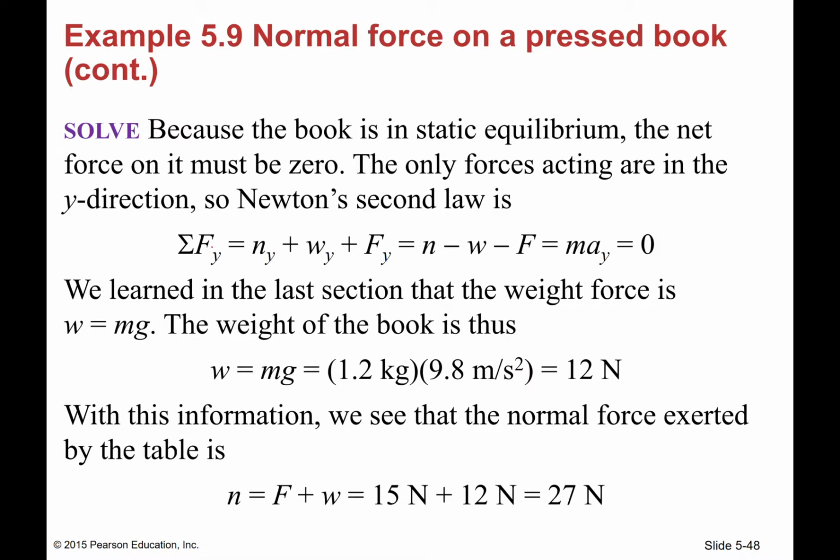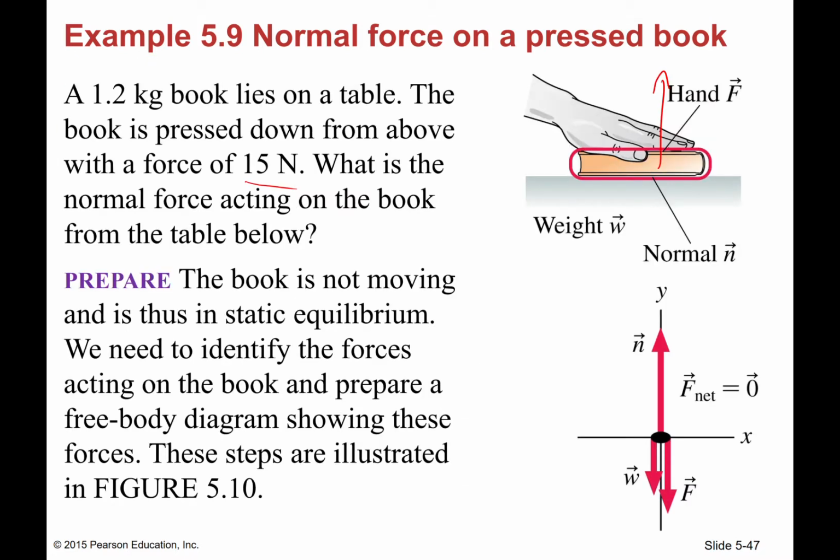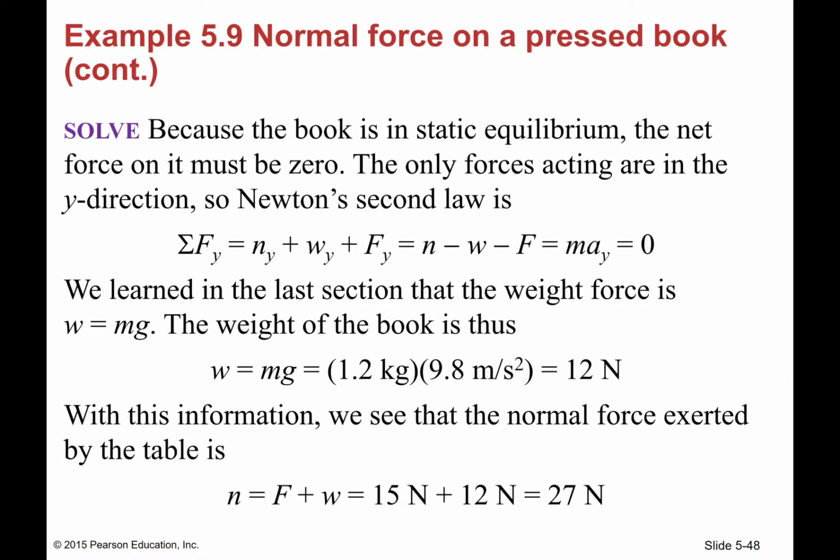So we write Newton's equation. We only need the y-axis equation because there's nothing happening in the x-axis. If you draw your free body and your coordinate system here, this is your y, this is your x. There's nothing here in the x-axis, so you don't need to worry about that equation. So you write the forces in y: the normal plus the weight plus the y component, which is N minus W plus F, right? And that is equal to the mass times acceleration, but the book is not moving, so that's equal to 0.